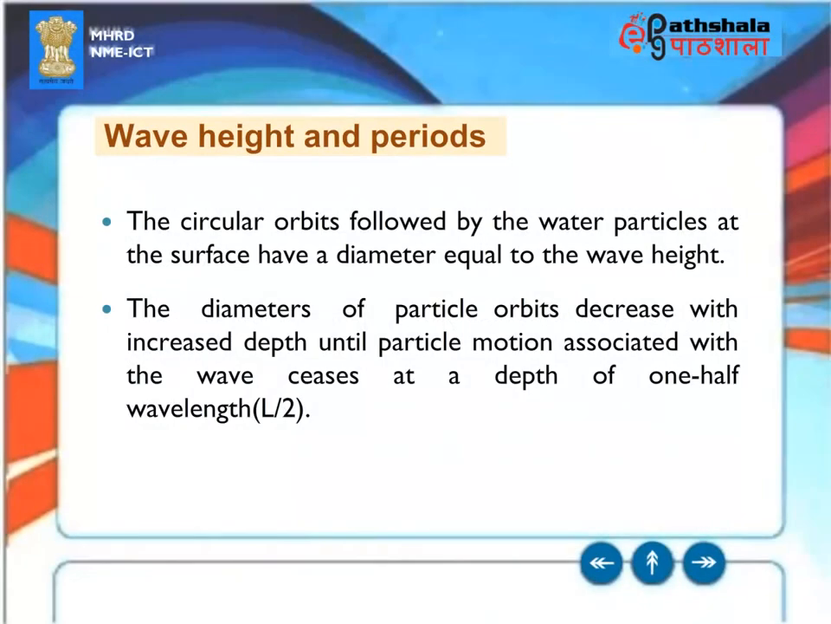The circular orbits followed by the water particles at the surface have a diameter equal to the wave height. The diameters of particle orbits decrease with increased depth until particle motion associated with the wave ceases at a depth of 1/2 wavelength, L/2.